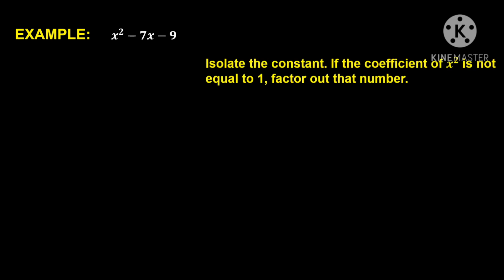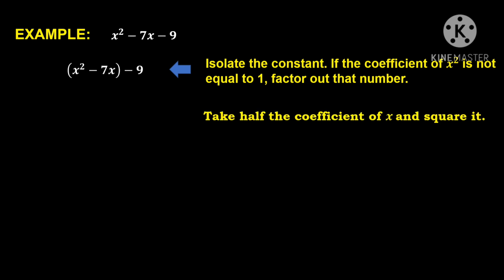So first we have to isolate the constant. So we have now the quantity of x squared minus 7x. So the constant is isolated because we regroup the term having x. So we have this. And if we observe, the coefficient of x squared is already equal to 1. So therefore, we can immediately take the half of the coefficient of x, then square it.